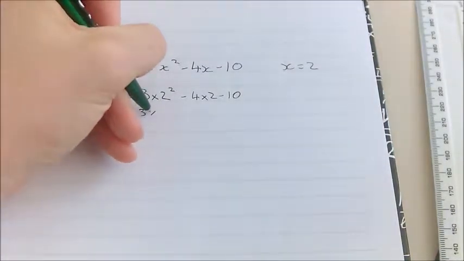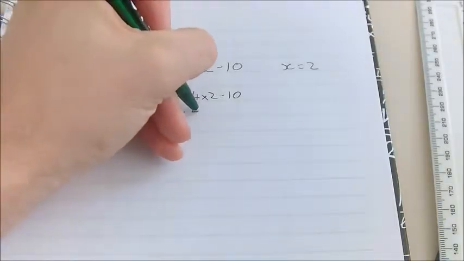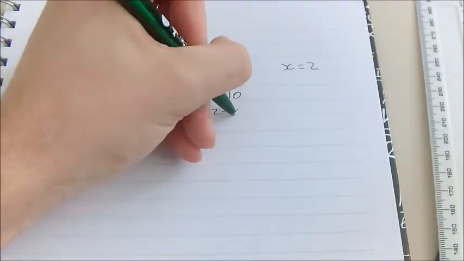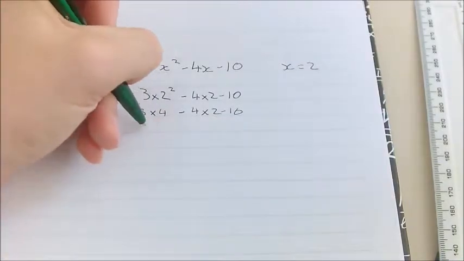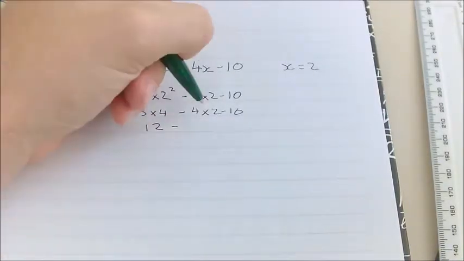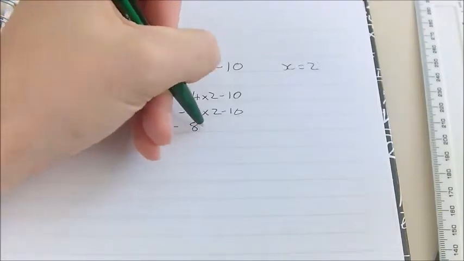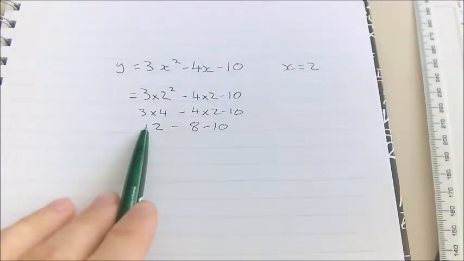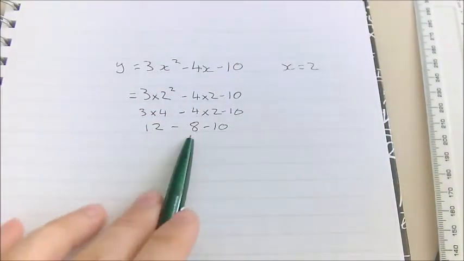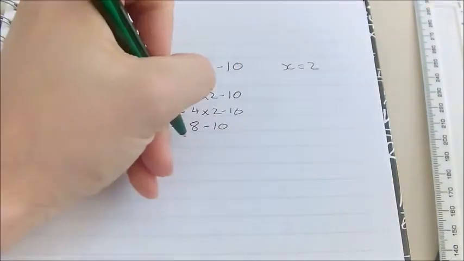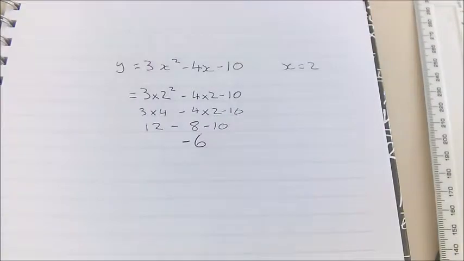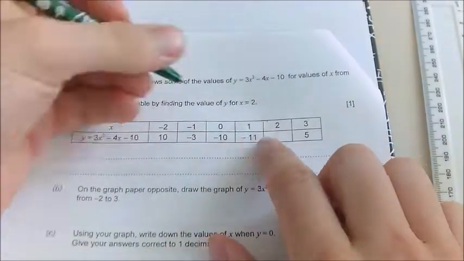So 3 times 4 minus 4 times 2 minus 10. Then we do the multiplying next, so we do 3 times 4, which is 12, minus 4 times 2, which is 8, minus 10. And then we just do the subtraction. So 12 take away 8 is 4. 4 take away 10 is minus 6. So in this table here, we'll put minus 6.